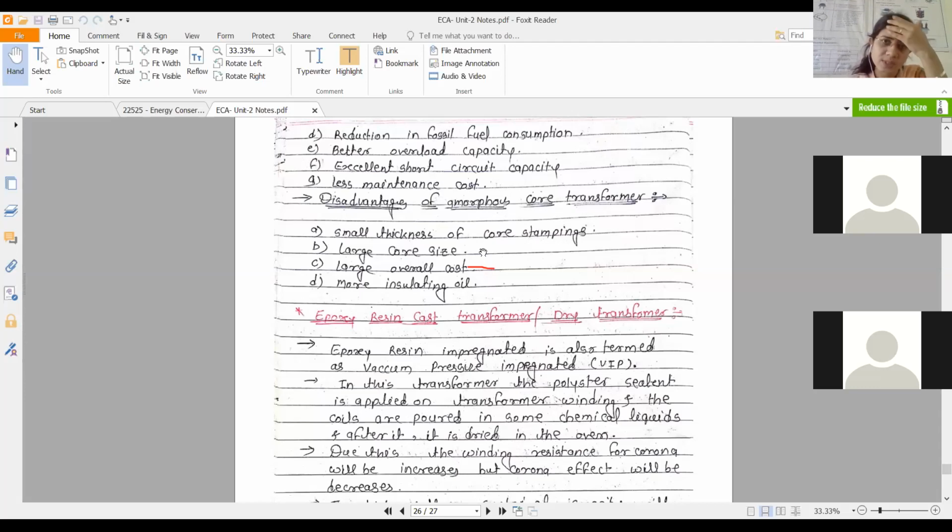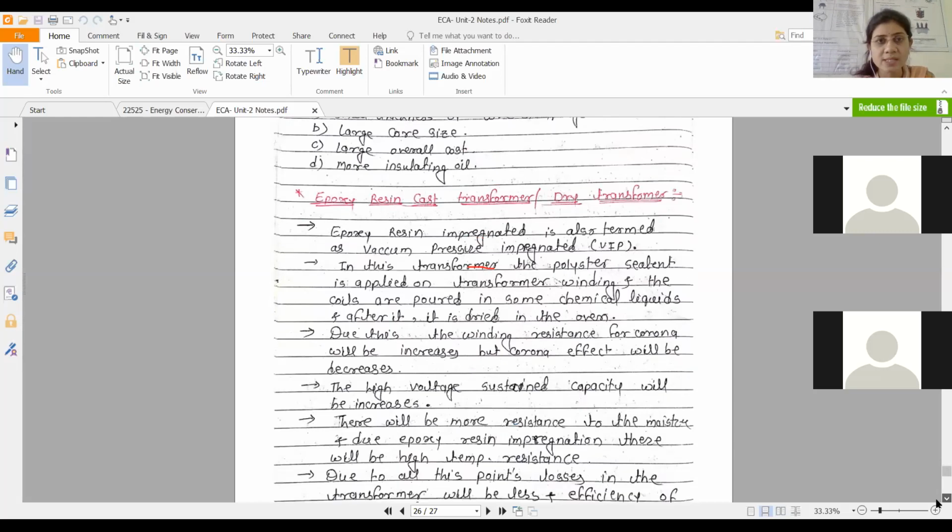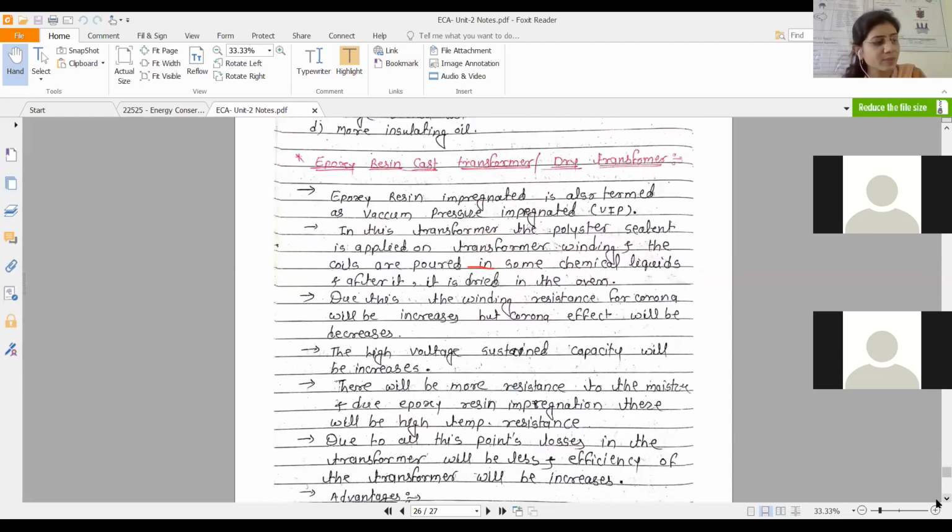Okay, so these are some advantages and disadvantages of amorphous core transformer. Now the next topic is the last topic of this unit. After this topic we will complete the second unit. Okay. So the next topic is the epoxy resin cast transformer.